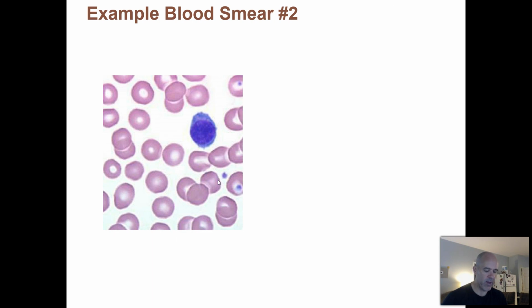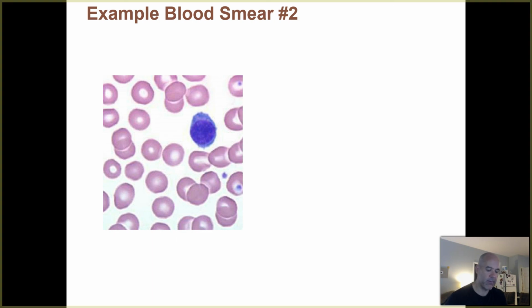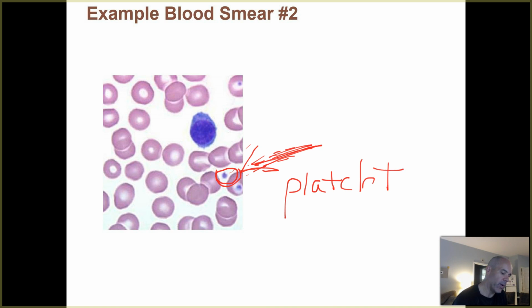All right, how about this one? Let me see if I can write on this slide now. What if I had an arrow, if I can get it colored in, pointing to this little guy right there, that little purple spot? That's a little purple fleck, so we would identify that as, it's not too hard, a platelet.